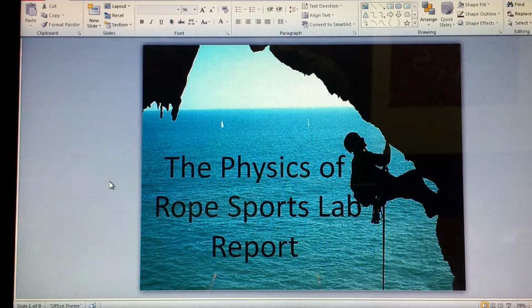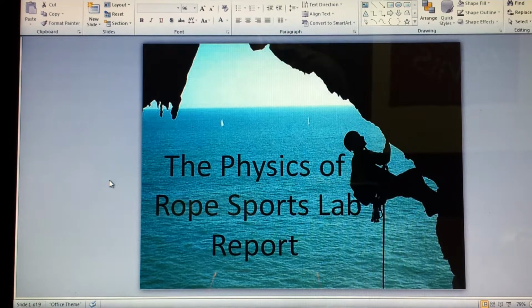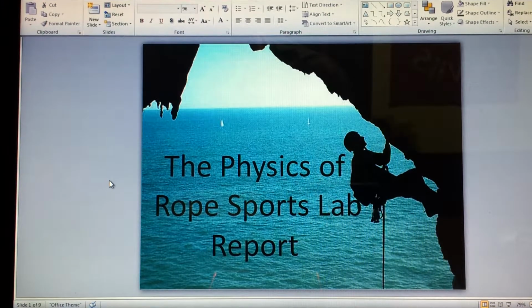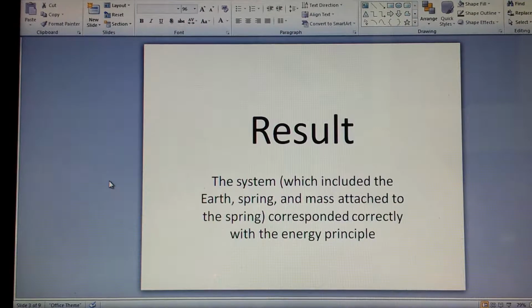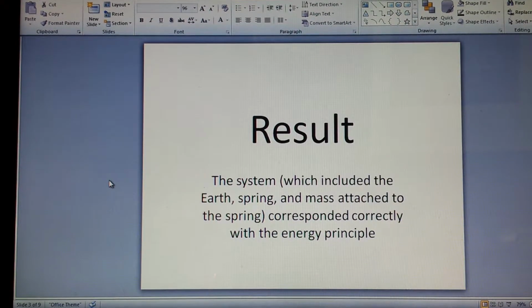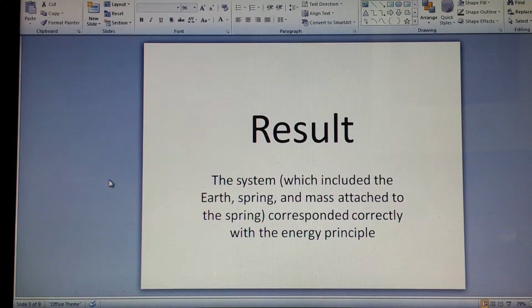This is my Physics of Rope Sports lab report. In this lab we analyzed a video of a spring and mass system moving in simple harmonic motion, and the purpose of the lab was to analyze this motion. The results of my analysis indicated that the system consisting of the Earth, spring, and mass satisfied the energy principle.